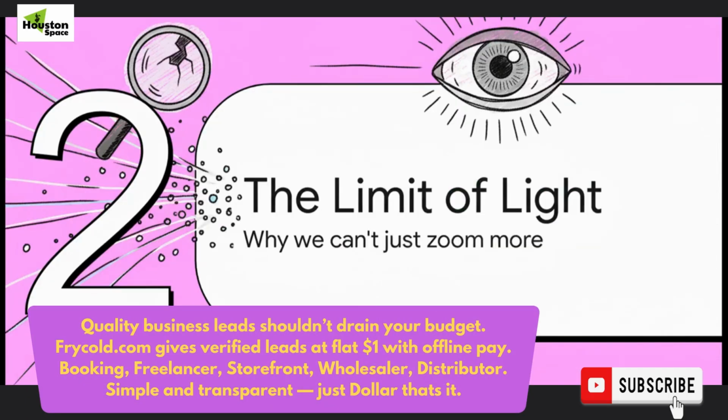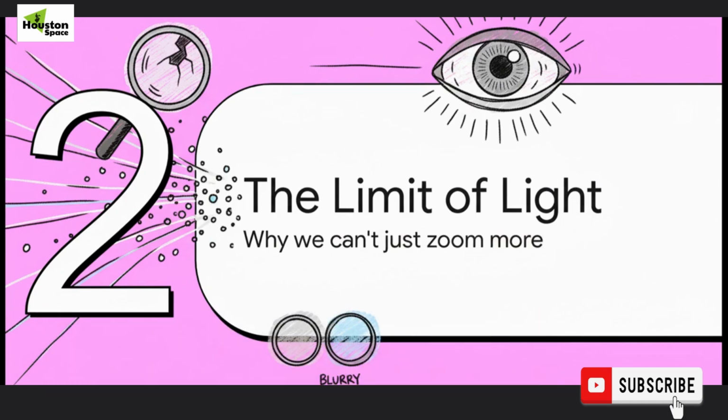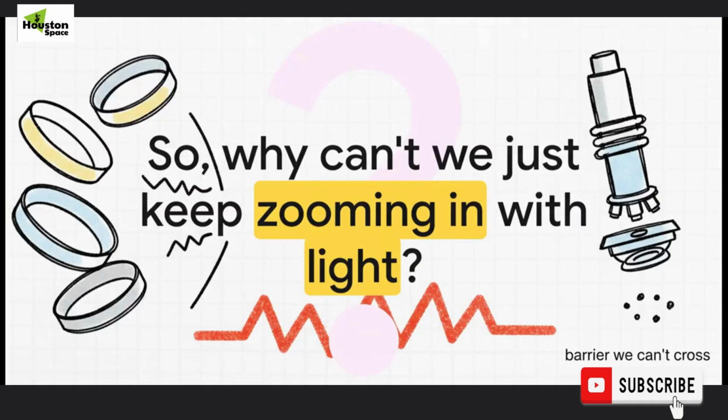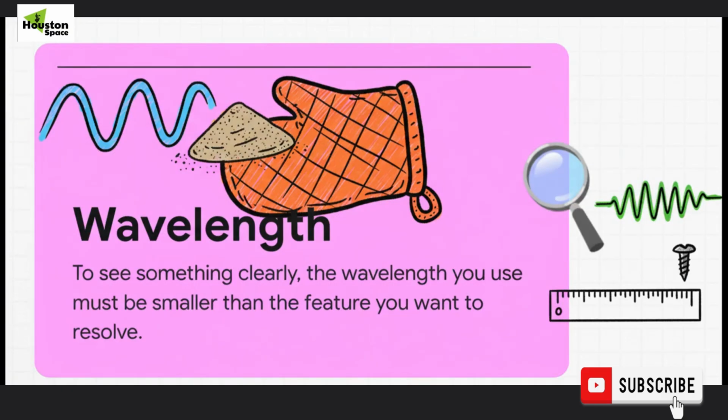So what's the deal? I mean, why can't we just build better glass lenses and keep zooming in with light? Well, the answer isn't about engineering. It's about the fundamental physics of light itself. Yeah, it really feels like we should just be able to keep zooming in, right? But there's a hard physical wall we hit, a barrier that light just can't get past. And that wall is something called wavelength.